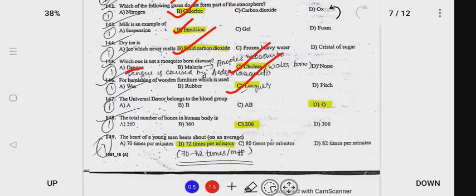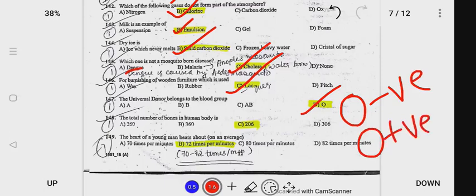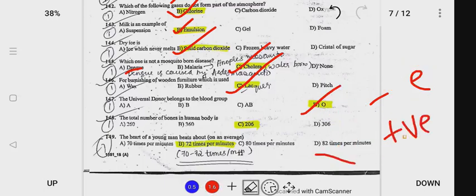The universal donor is O, and specifically it is O negative. O positive is not a universal donor. O negative is a universal donor, and the universal acceptor is AB.